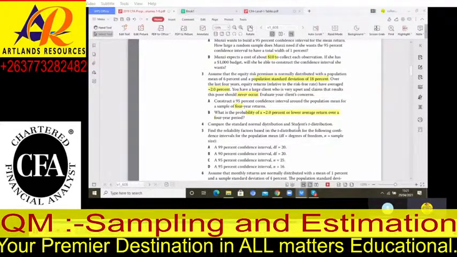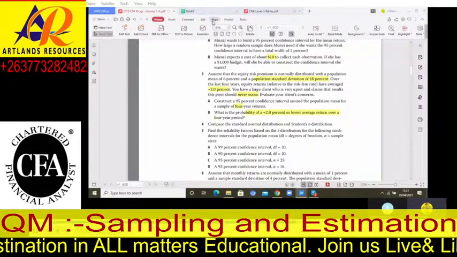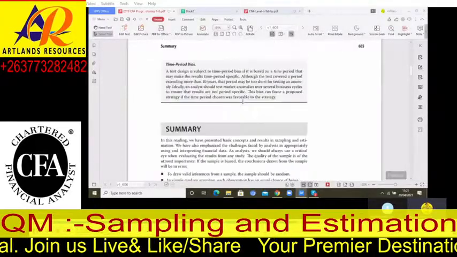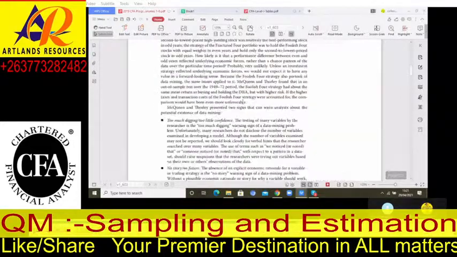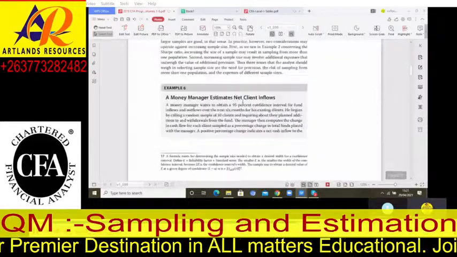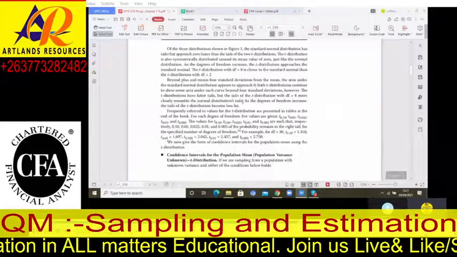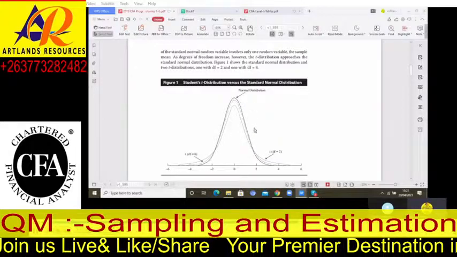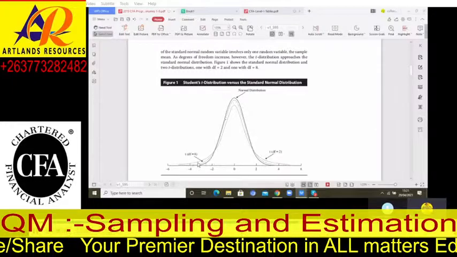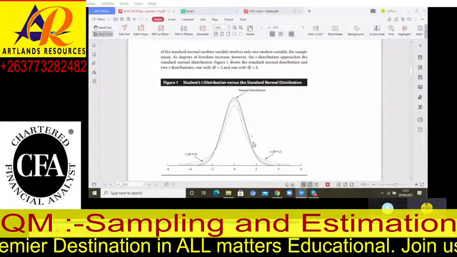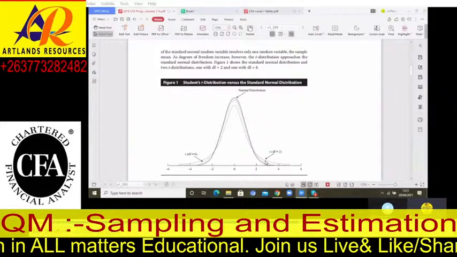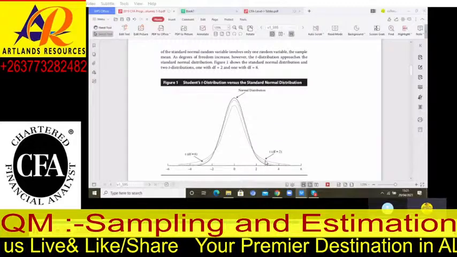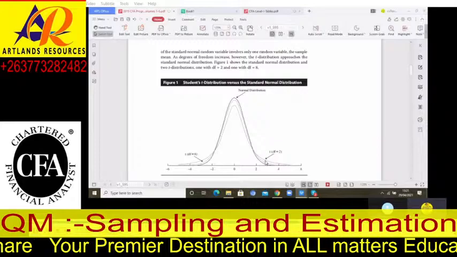Compare the standard normal distribution and the t distribution. Such comparison questions are not exam questions, but it's important for you to notice why t and why normal. Let me scroll back to you. T, I said, is a more accurate measure in terms of determining the reliability factors. T is more accurate than the standard normal distribution. The one in bold here is the standard normal distribution, and the dotted and faint one is the t distribution. Both are symmetrical about the mean, whether it's t distribution or normal distribution.